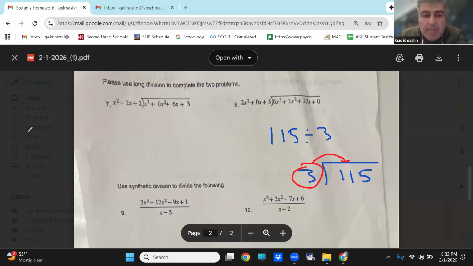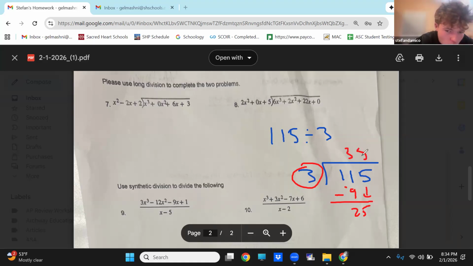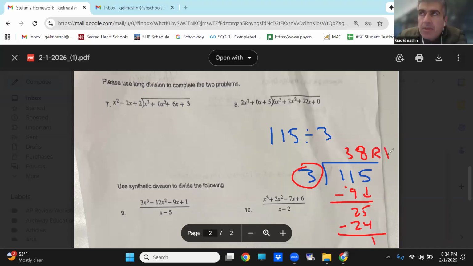Okay. How many times does 3 go in 11? 3. Good. And what's 3 times 3? 9. So you bring the 9 down. What's 11 minus 9? 2. And bring the 5 down. And then you rinse and repeat. How many times does 3 go in 25? 8 times. And you bring it down and you subtract, what do you get? 1. Good. So 38 with a remainder of 1.